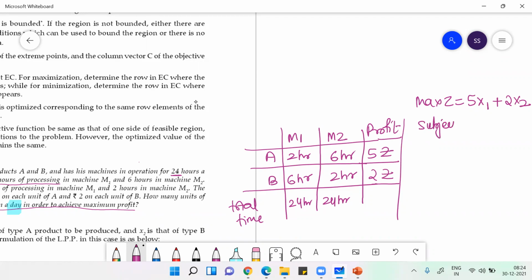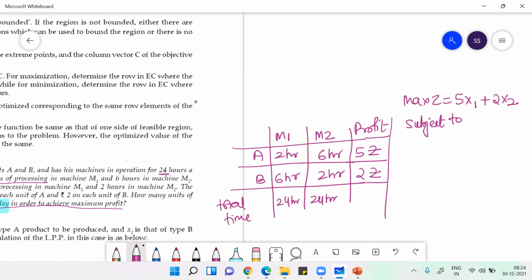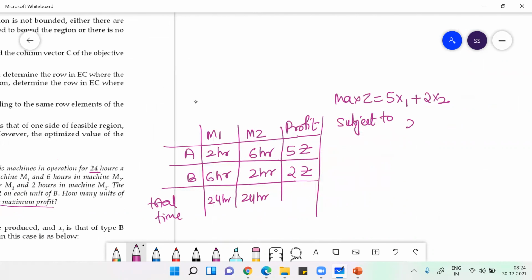Subject to constraints. What all constraints do I have? The first constraint is that machine 1 I cannot use for more than 24 hours. Similarly, machine 2 also I cannot use for more than 24 hours. So 2x1 plus 6x2 is less than or equal to 24. Similarly, 6x1 plus 2x2 is less than or equal to 24. Clear, everyone?